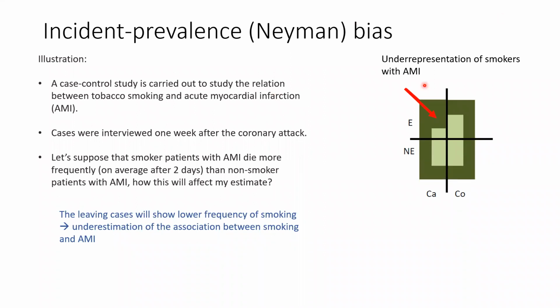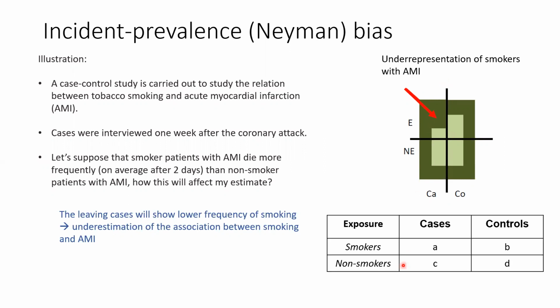So if you want an illustration, I like illustrations in biases because it really clarifies everything. This cell, which is exposed and cases, will be an underestimation because most of them died, let's say after 2 days. So those who remained are people who are not smokers. So I will have an underrepresentation of smokers, and the case A is an underrepresentation. So my odds ratio would be an underestimation. That's another reason why we usually like to take incident cases in bias.